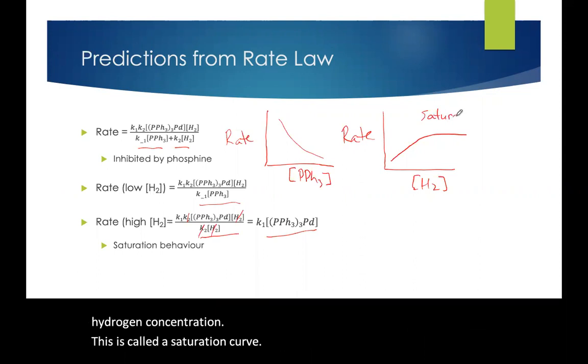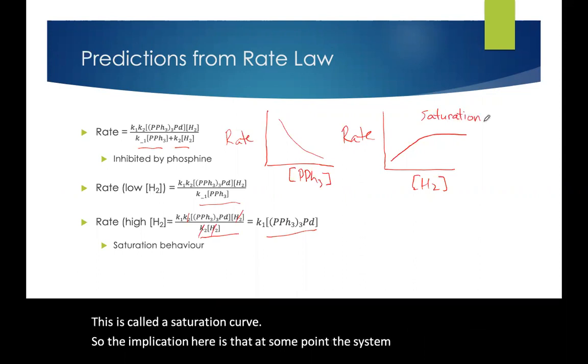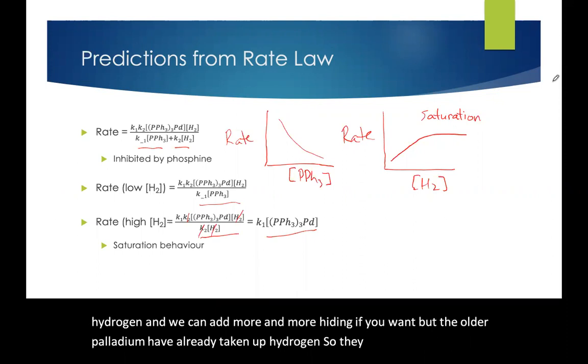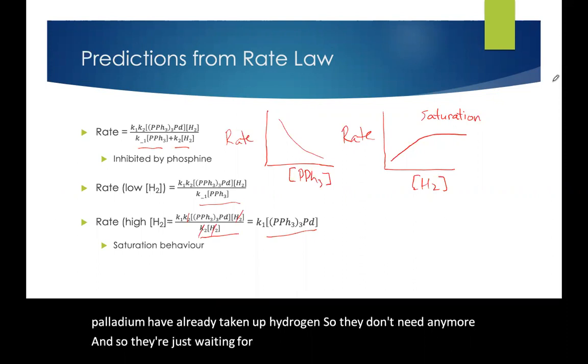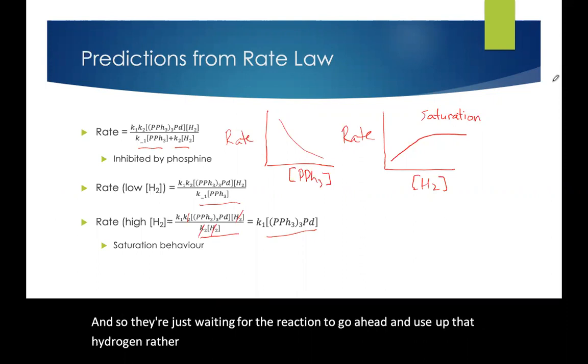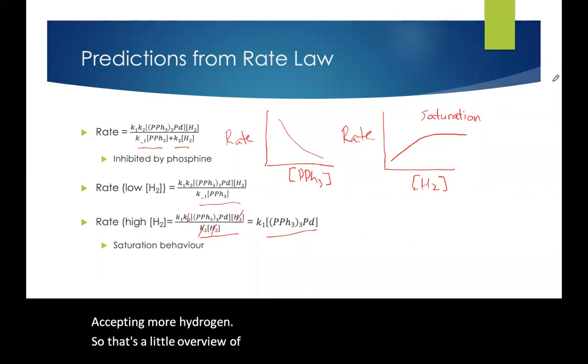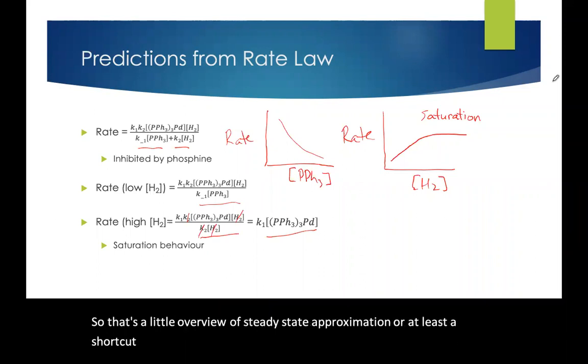So the implication here is that at some point, the system is saturated with hydrogen, and we can add more and more hydrogen if we want, but all the palladiums have already taken up hydrogen, so they don't need any more. And so they're just waiting for the reaction to go ahead and use up that hydrogen rather than accepting more hydrogen. So that's a little overview of steady state approximation, or at least a shortcut of it, and how we can interpret these more complicated rate laws that we get in multi-step reactions.